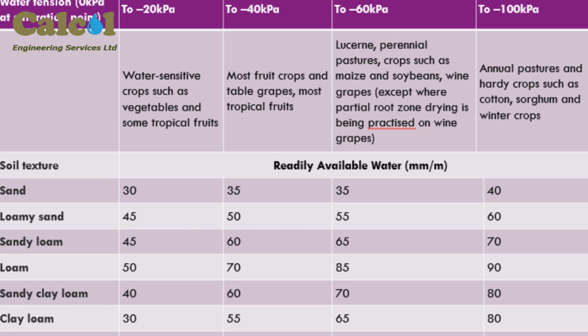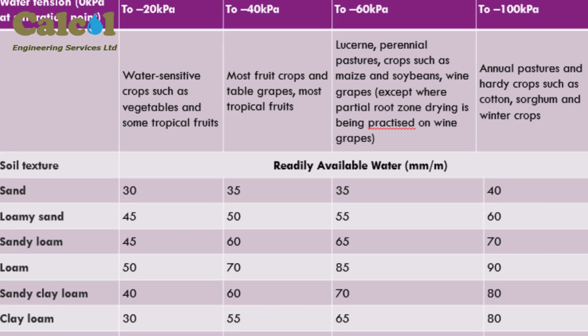So you'll come to this table, then you identify that the readily available water in terms of millimeters per meter is 30. So if the soil is loam, for example, and you are dealing with most crops, such as most fruit crops, then if your water tension is 40 kPa, you will determine that the readily available water is 70 millimeters per meter. So that is how you will use that table.